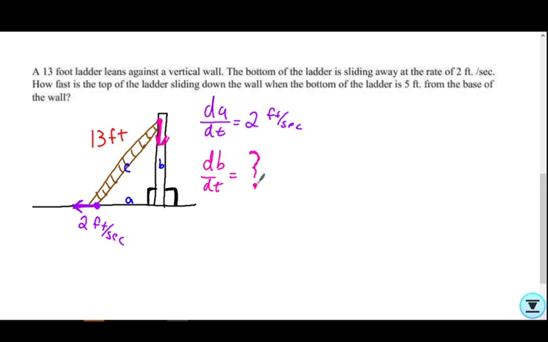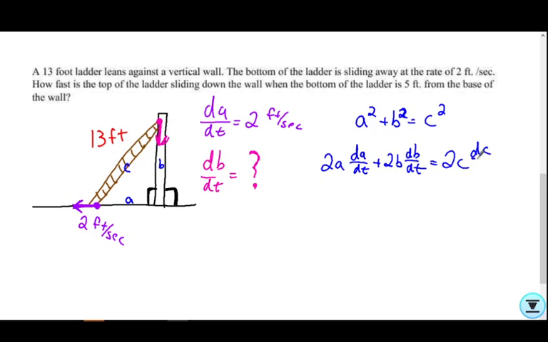Okay? Now, we've got to figure out, well, my situation is basically a right triangle. So what equation do we know of that deals with a right triangle that has sides A, B, and C? Pythagorean theorem. So that's the equation that relates everything that I need. That's also the one we just took the implicit derivative of. So going back up there, we have 2a dA over dt plus 2b dB over dt equals 2c dC over dt.